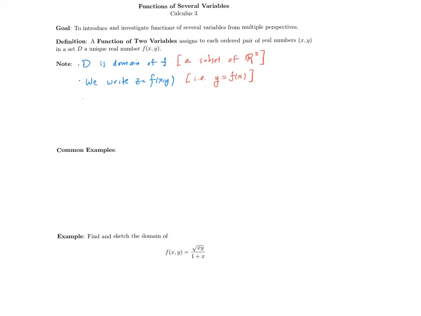Furthermore, we can also talk about the range of a function. So the set of all outputs, and the outputs would be of the form f of xy, and I'll note that this is a number, i.e. really a scalar value, such that the xy that we input comes from the domain. And this set of all possible outputs is called the range of the function.